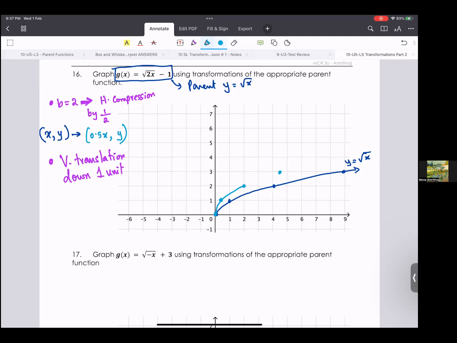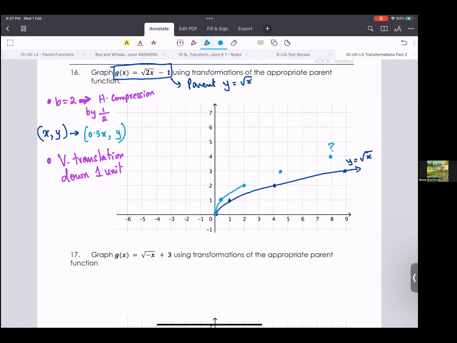So instead of (16, 4), now I'll have (8, 4), okay? Don't worry too much about where I got this value from. That's just (16, 4) has become (8, 4) now. Let's try and keep up with it. If not, don't get bogged down by that little detail. So what is this function? This function is y equals root of 2x, but this is only if it was 2x.